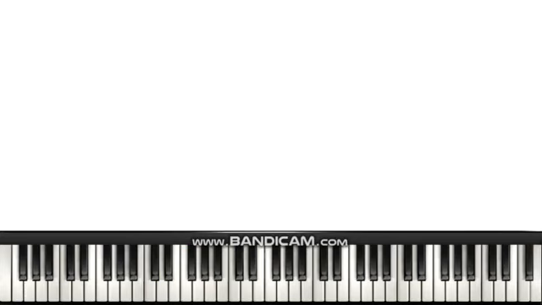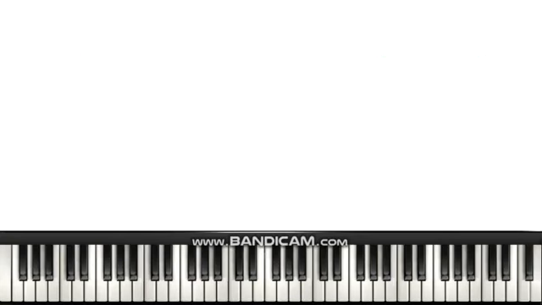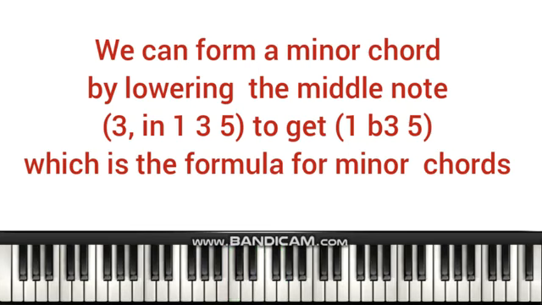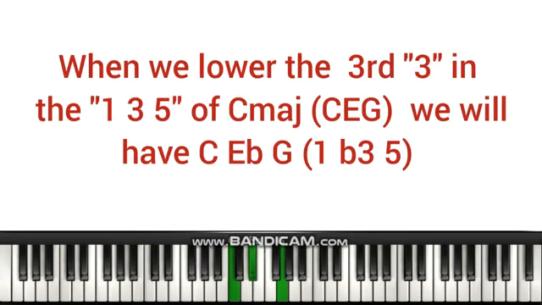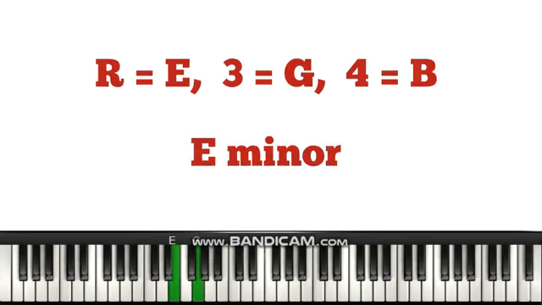Alright, let's look at a minor chord. A minor chord, a simple way of looking at this is to form a major chord and lower the third. As simple as that, you have formed a minor chord. The formula is 1 flat third and 5, or R 3 4. So let's look at it under A. So 1, 1 2 3, 1 2 3 4. You have formed an A minor chord.